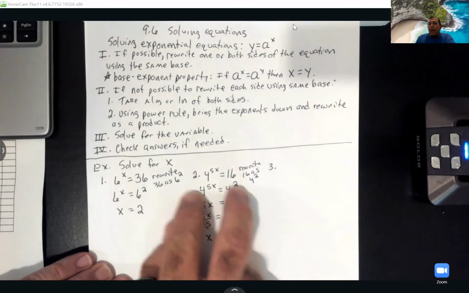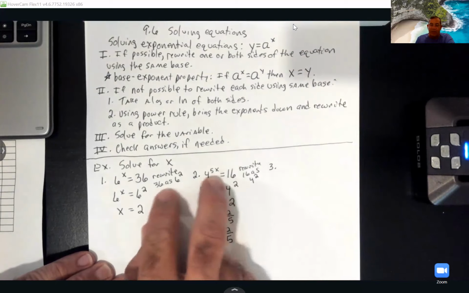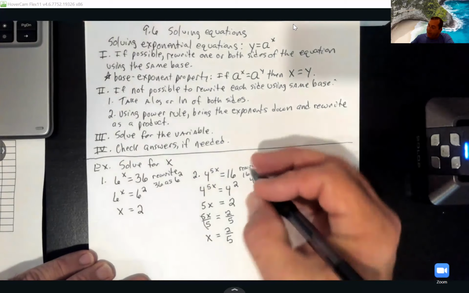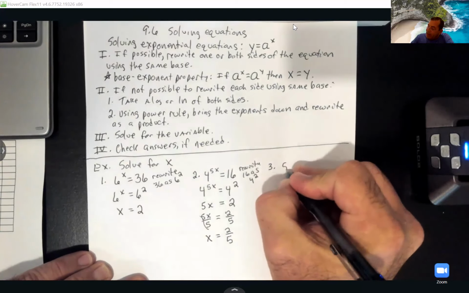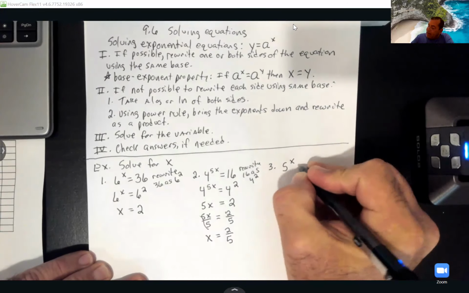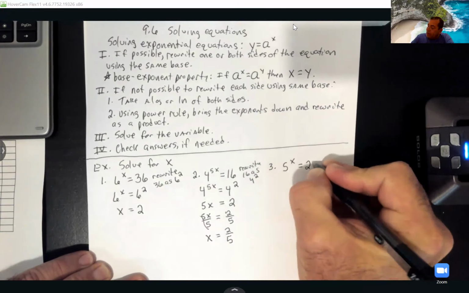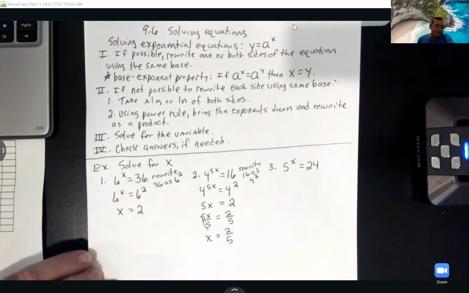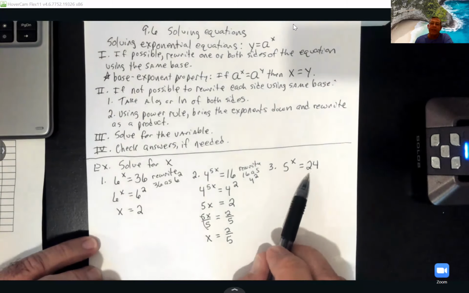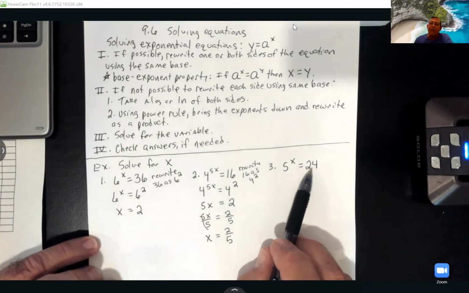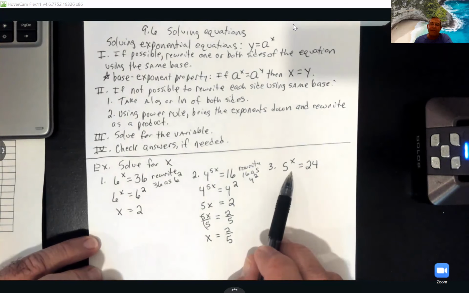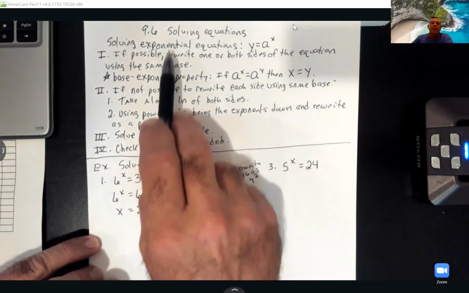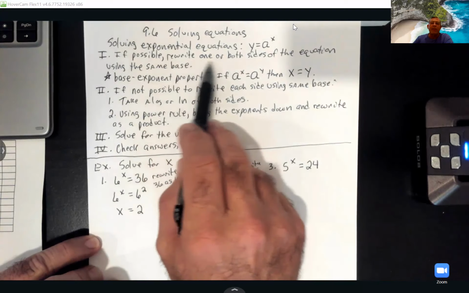So they're not too bad if we can get these bases rewritten. But y'all, sometimes you hit something like this. 5 to the x equals 24. So guess what? I cannot rewrite 24 using a 5. So I'm not going to be able to do step 1.